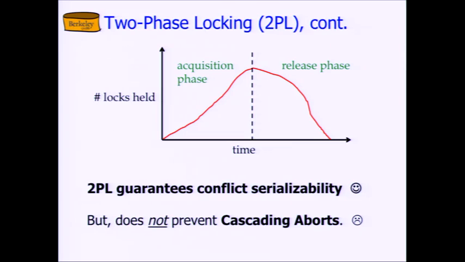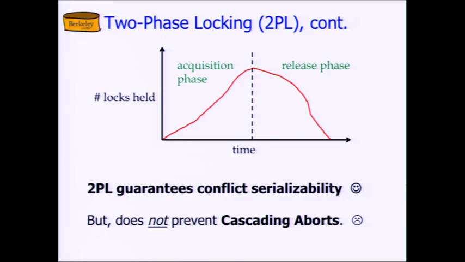Let's think about this for a second. Suppose that we had two different transactions. Let's just make this really simple. T1 wants to read A, and it wants to write A. And T2 comes along, and it wants to do the same thing. It also wants to read A, and it wants to write A.